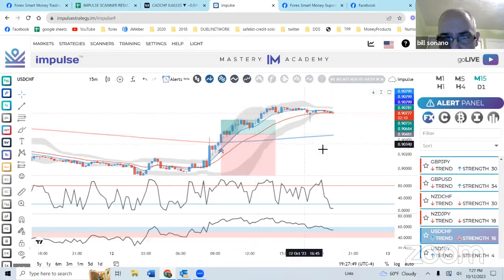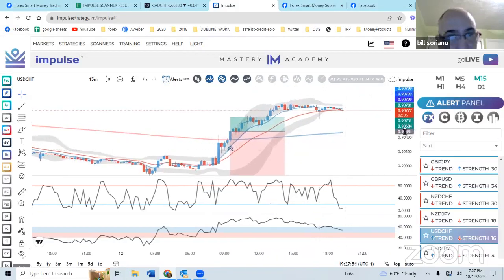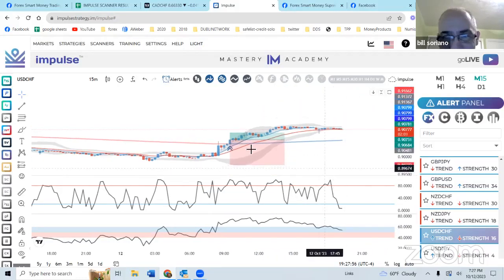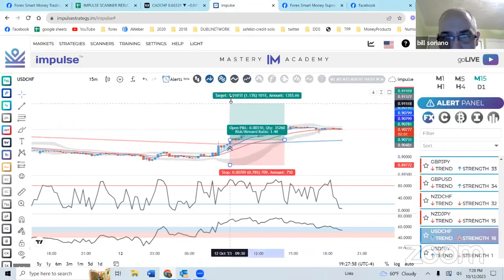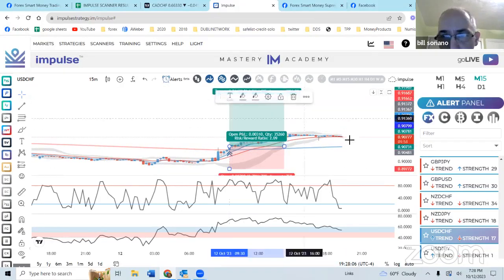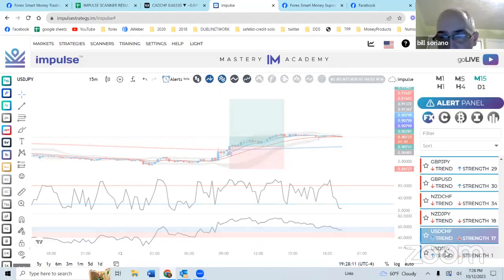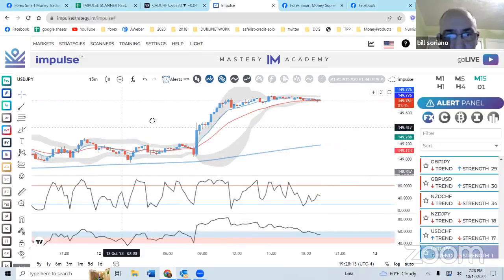It looks like it's about 70 pip stop loss on this one. Okay, so that means we have to get 140 pips to the upside here in order to get our 1-to-2 risk to reward ratio trade, right? So that's how that's going to look. And then USD JPY, no trade.